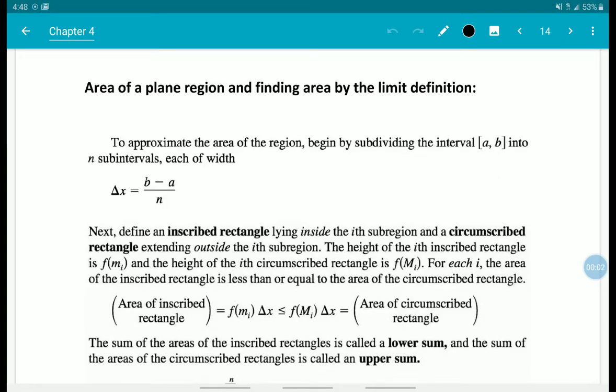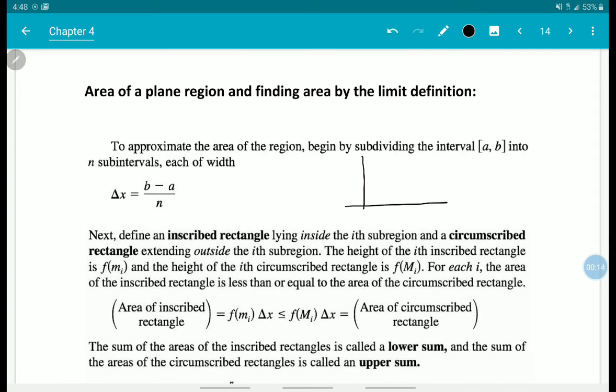Alright guys, so let's talk about the area of a plane region and finding the area using a limit definition. So here's what's going to happen. We're going to have some curve, and I'm just going to draw something generic here. Here's f of x. And we are looking at estimating the area under the curve, because we haven't gotten to the big deal in calculus, which is called the fundamental theorem of calculus.